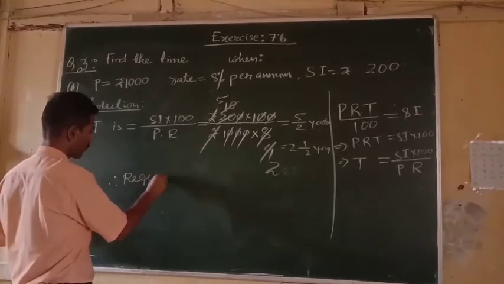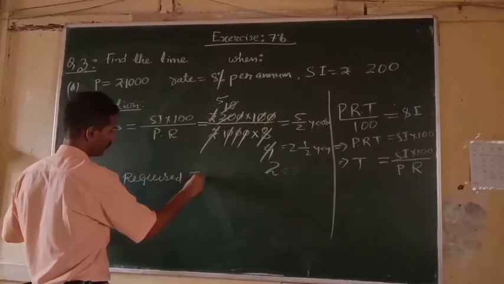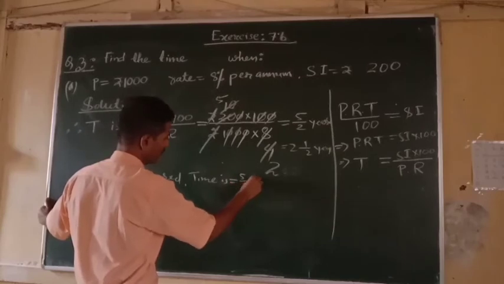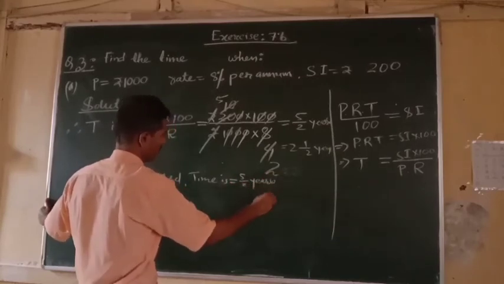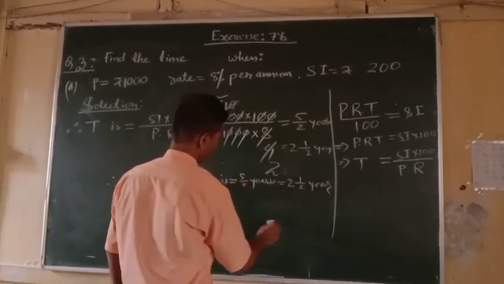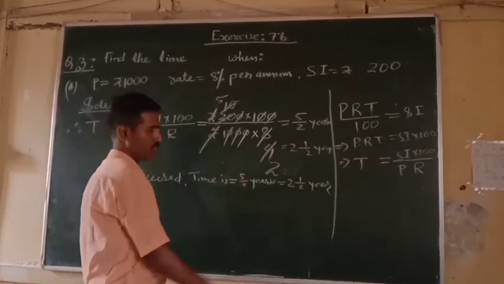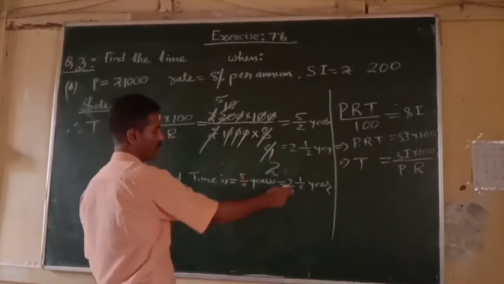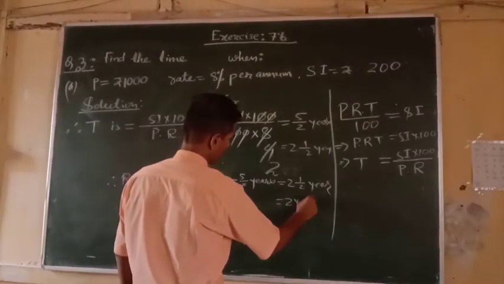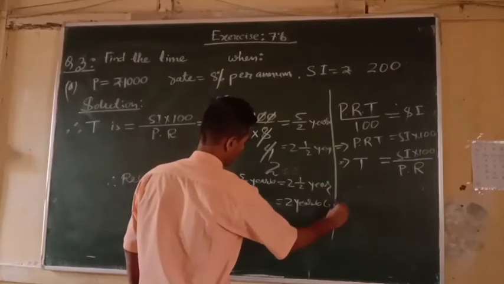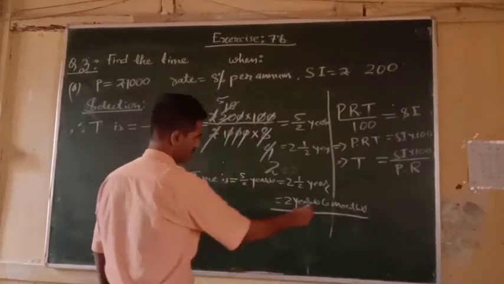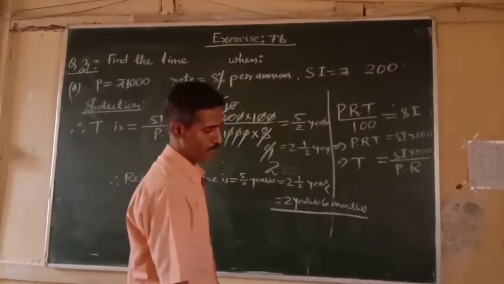Therefore the required time is 5/2 years. 5/2 years means 2.5 years. If you divide 5/2, it's an improper fraction, so turn it into a mixed number: 2 times 2 is 4, plus 1 is 5, so 2.5 years. That means 2 years 6 months. Half a year means 6 months. 2 years 6 months is the solution for question number 3, sub question A.